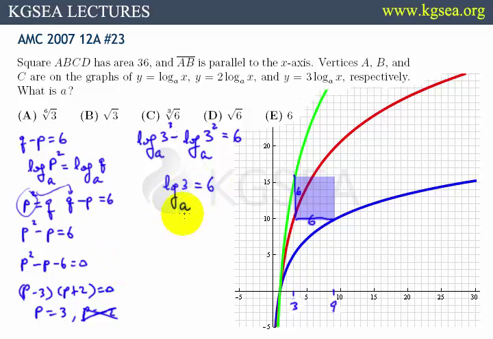How do you solve for A? You can't the way it is. Turn it into exponential form first. That means A to the 6th equals 3. Okay, now you can take 6th root on both sides. Basically, you have to bring this to the surface before you can deal with it. So A is 6th root of 3. That's the answer.